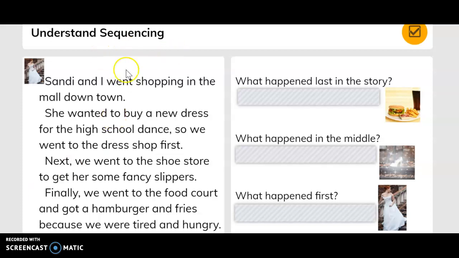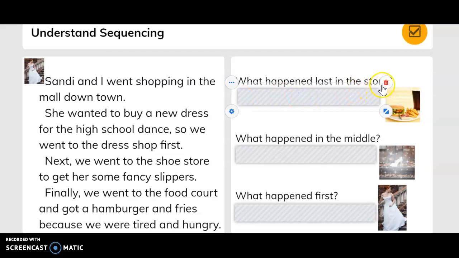Understanding sequence. Sandy and I went shopping in the mall downtown. She wanted to buy a new dress for the high school dance, so we went to the dress shop first. Next, we went to the shoe store to get her some fancy slippers. Finally, we went to the food court and got a hamburger and fries because we were tired and hungry.